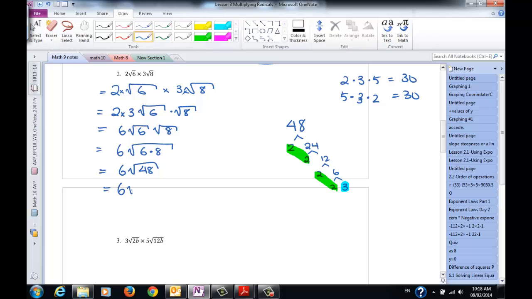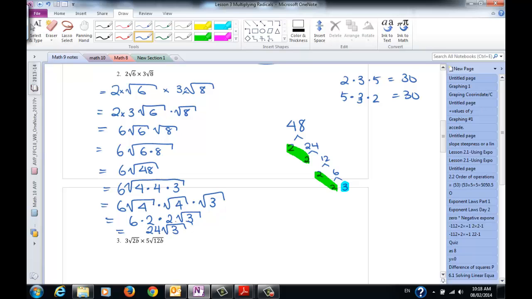So I can write this as 6 multiplied by the square root of 4 multiplied by 4 multiplied by 3. I'm going to break it up. I've got the square root of 6 multiplied by the square root of 4, multiplied by the square root of 4, multiplied by the square root of 3, which is just 6 multiplied by 2, multiplied by 2, multiplied by the square root of 3, which is just 24 multiplied by the square root of 3. And here is my simplified mixed radical.